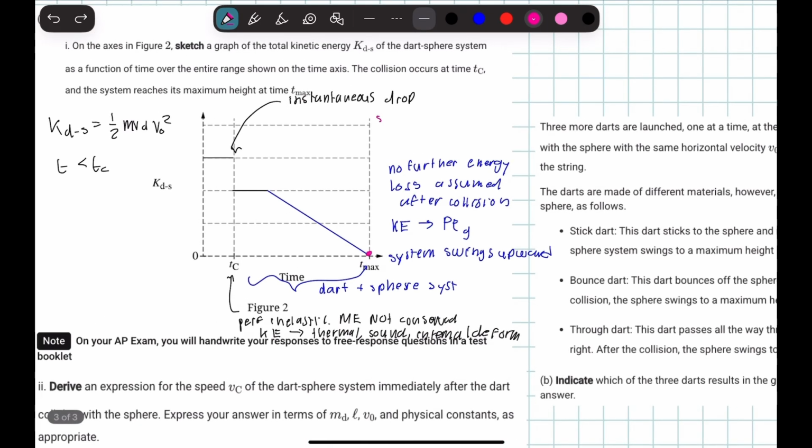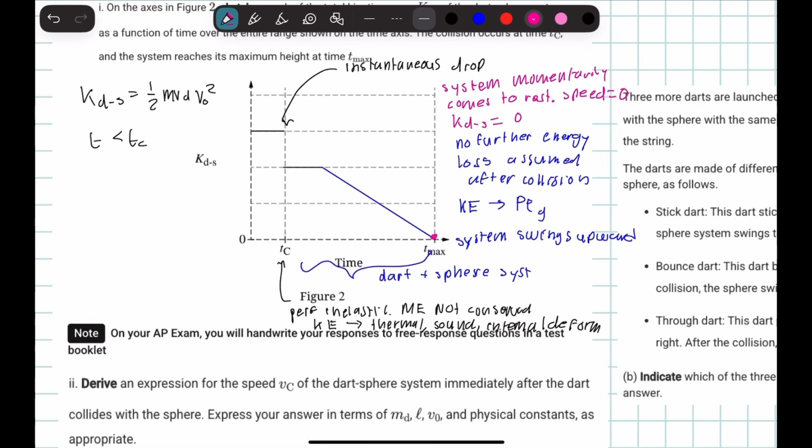The system momentarily comes to rest, and that's when the speed is equal to 0. You have K_DS equal to 0. So you have a horizontal line before t_c, then a sudden vertical drop at t_c, and then a smooth curve decreasing to 0 at t_max.